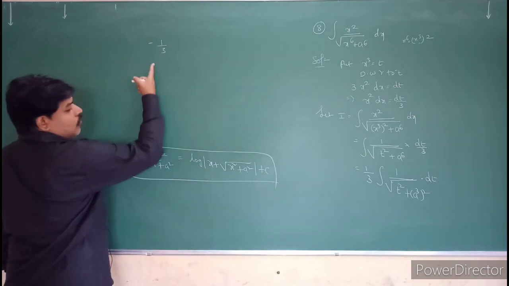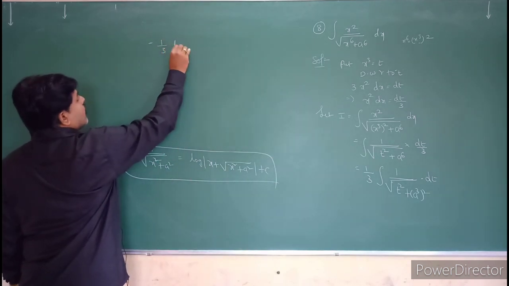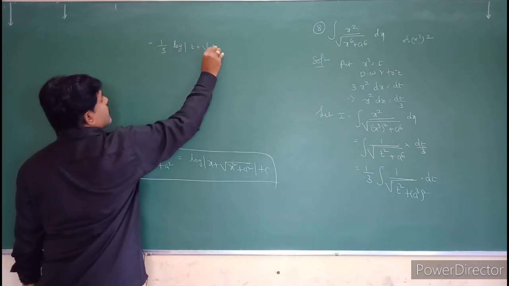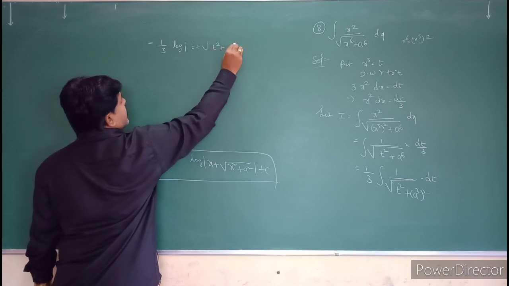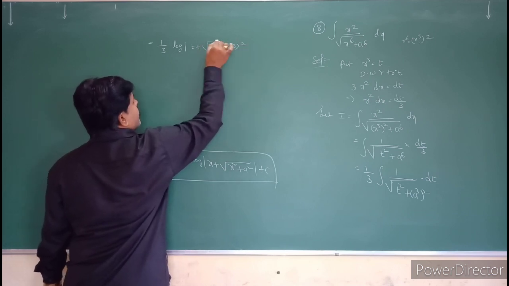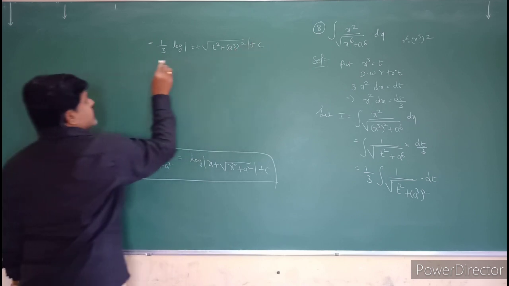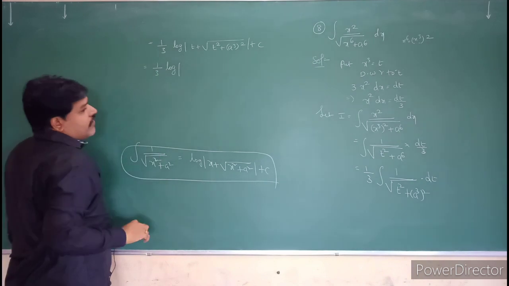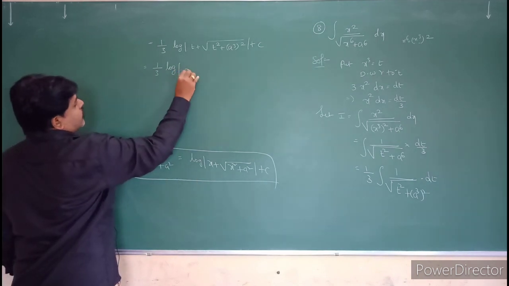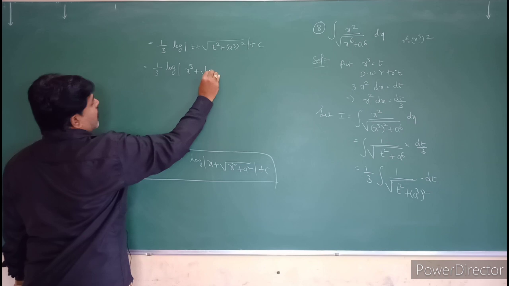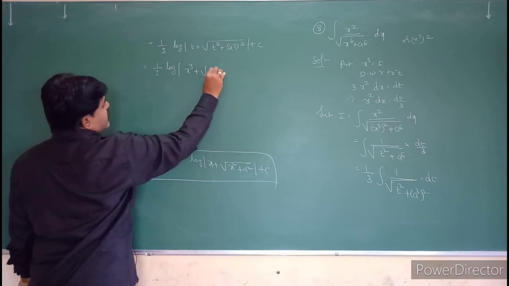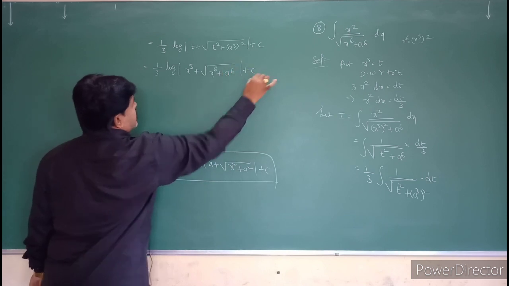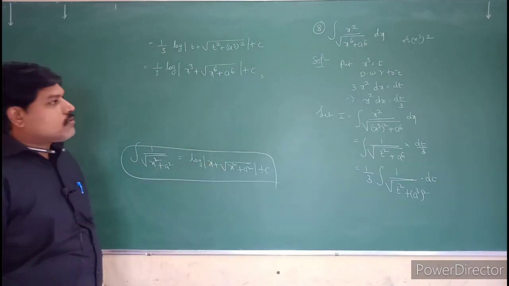So apply that: 1 by 3 into log mod t plus root of t square plus a cube whole square plus c. So that is equal to 1 by 3 into log of mod, what is the t value? T value is nothing but x cube. So x cube plus root of x cube whole square, that is nothing but x power 6 plus a power 6 plus c. So see that question, students.